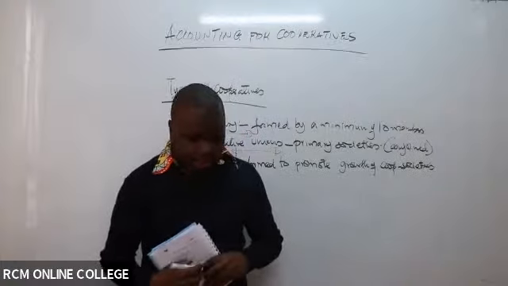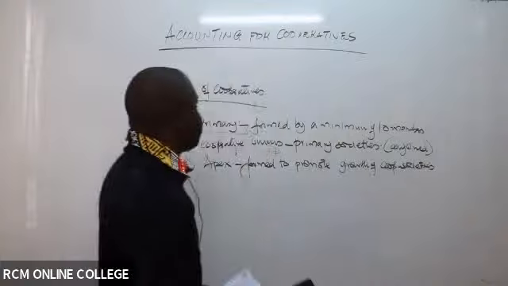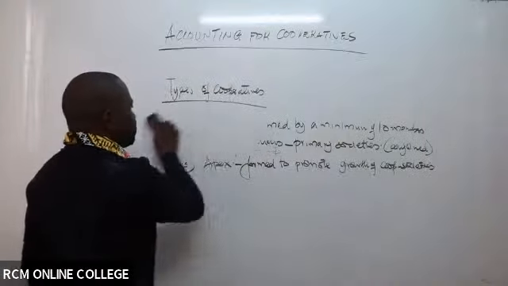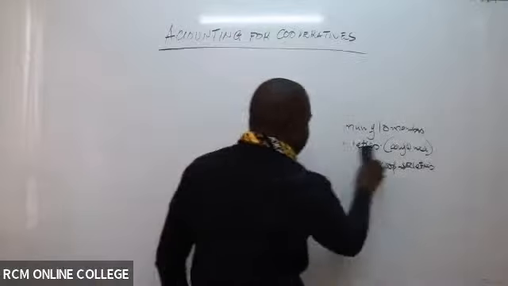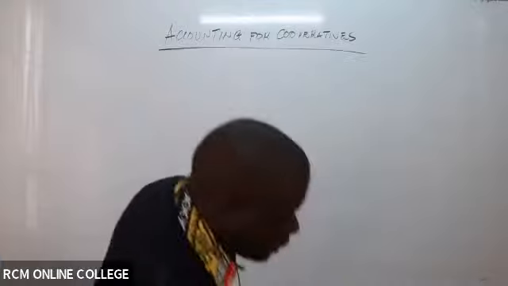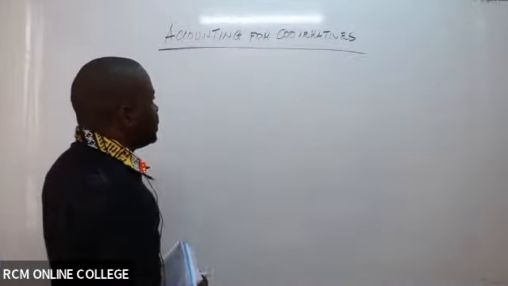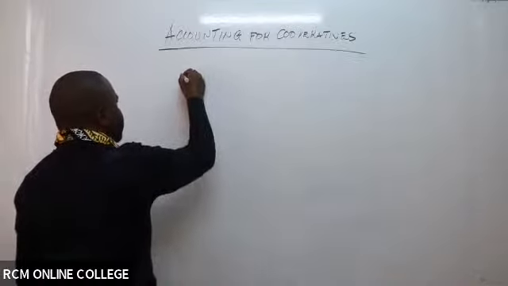Now, the types of accounts. The types of accounts that will likely be maintained, or some of the books of accounts to be maintained regarding the cooperatives, we'll have three major ones. The most obvious one, I think you've already come across.